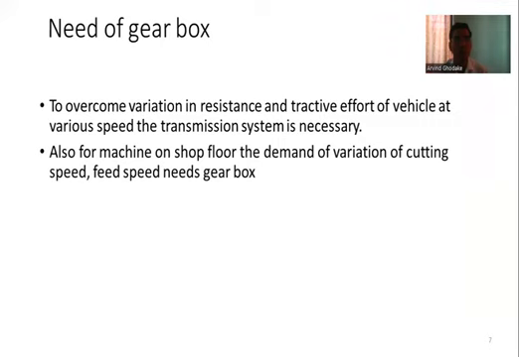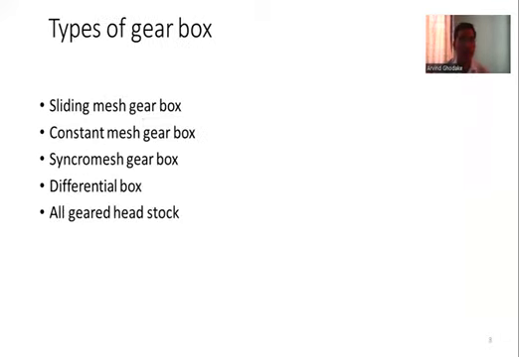The need of the gearbox: to overcome the variation in the resistance and tractive effort of the vehicle at various speeds, the transmission system is necessary. Also, on the shop floor, the demand of variation of the cutting speed and feed speed needs a gearbox. Then types of gearbox: the sliding mesh gearbox, constant mesh gearbox, synchro mesh gearbox, differential gearbox, and all geared headstocks. These are all the types of gearboxes that can be used for the design of the machine tool.